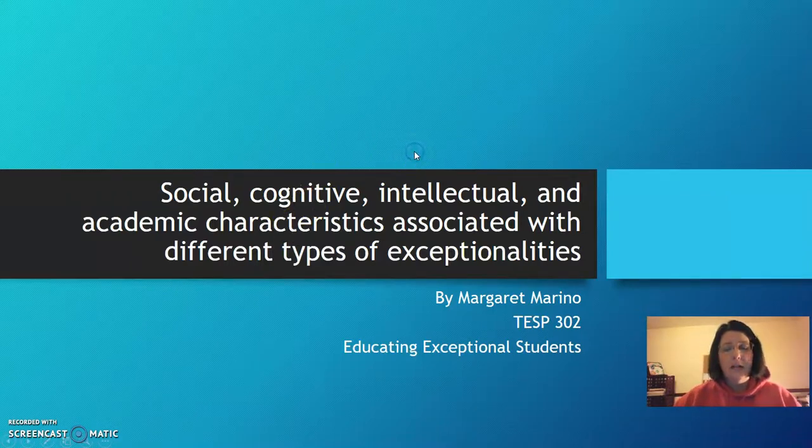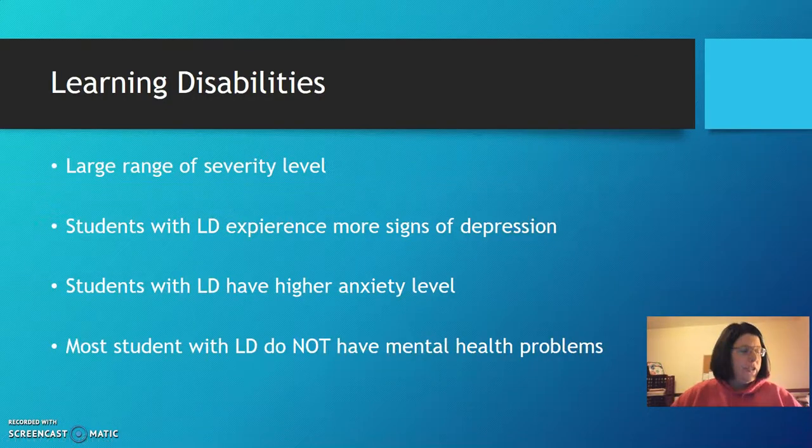The first exceptionality I'm going to talk about today was covered in Chapter 5 of our textbook, and they are learning disabilities. One of the biggest things about every exceptionality is that it will present differently in every single student. So learning disabilities have a very large range of severity level.